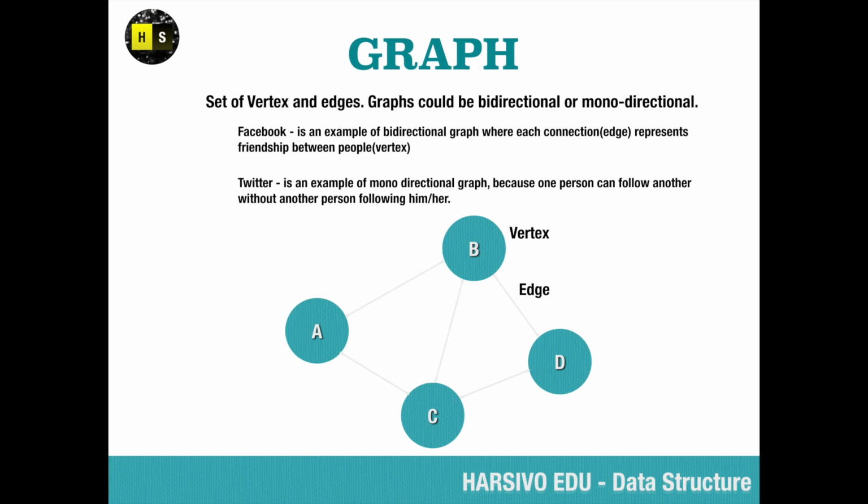A very good example of graph data structure is Facebook and Twitter. Facebook is an example of a bidirectional graph where each connection represents friendship between people. So let's say people are vertexes. This is your friend and this is you. You both are connected with each other because you sent a friend request to your friend and he accepted it. So you both are connected using a bidirectional edge in our graph.